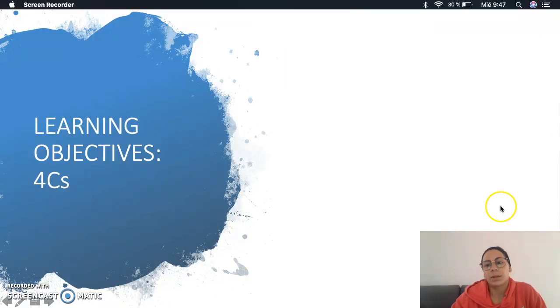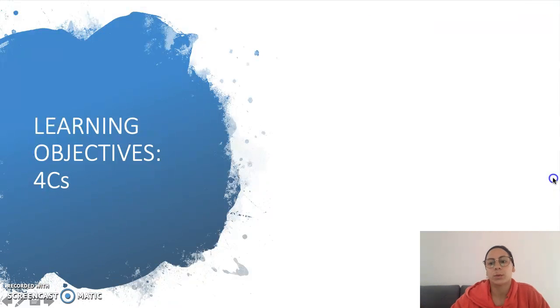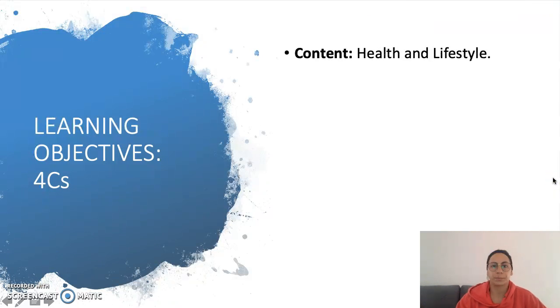Okay, now we start with the learning objectives. And we're going to use the CLIL methodology. We need to focus not just on the PE curriculum that the Real Decreto says, but also on how to learn the content by using a second language. That's why we're going to use the 4Cs from Coyle.